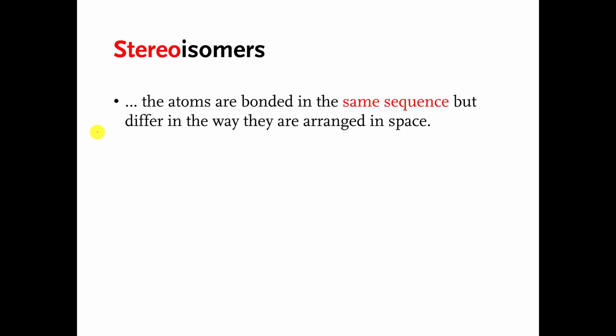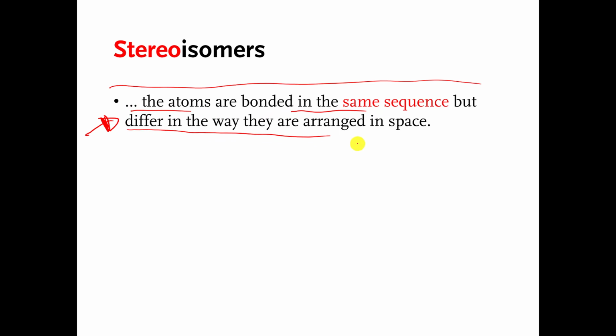There's a definition. I took this definition from an old version of your book. It says the stereoisomers are molecules where the atoms are bonded in the same sequence, but differ in the way they are arranged in space. That doesn't make any sense to me. It may not make any sense to you. So to explain what a stereoisomer is, I have a thought exercise, and here it is.